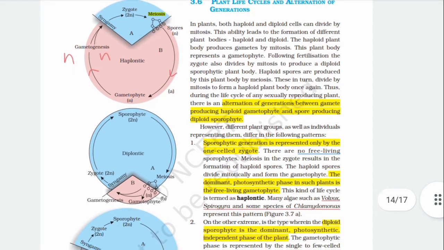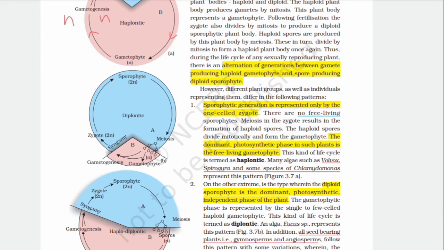So these are different in different classes. First, the sporophytic generation is represented only by the one celled zygote. The diploid condition is exhibited only by the zygote. See, in option A, you see only the zygote is 2N, all others are N. Only the zygote is diploid, and that is the only sporophyte. So this type of alternation of generation is found in all types of algae, and this is known as haplontic life cycle. This is shown by Volvox, Spirogyra, and some species of Chlamydomonas. The dominant and photosynthetic phase here is the gametophyte. The sporophyte is only the zygote.